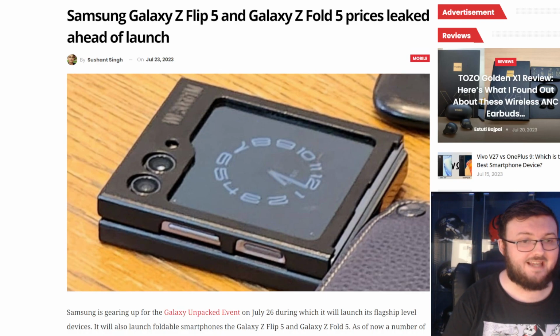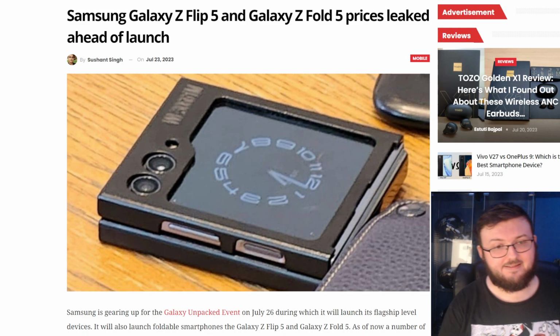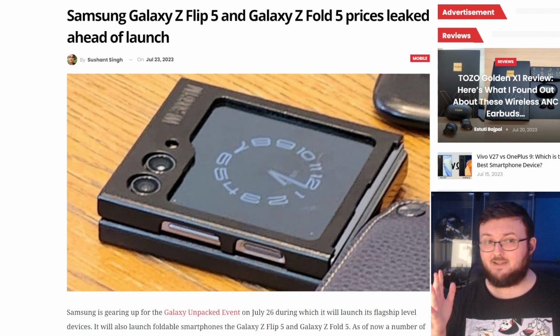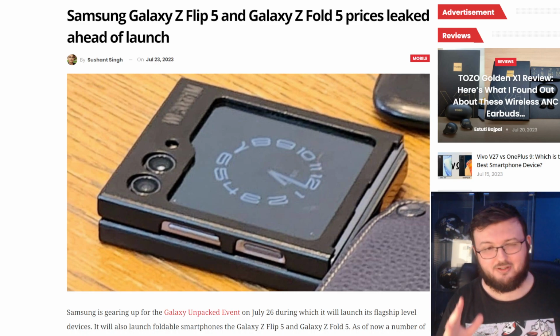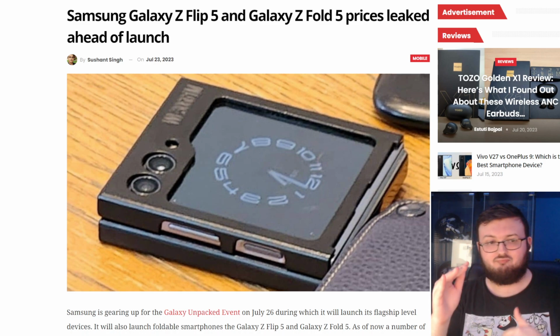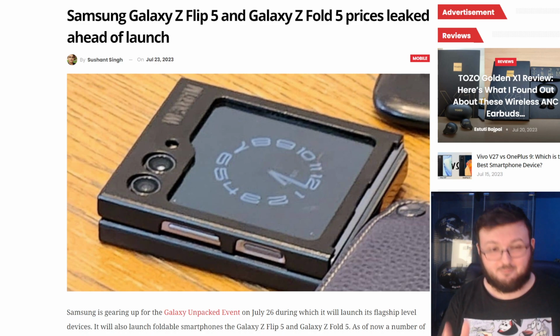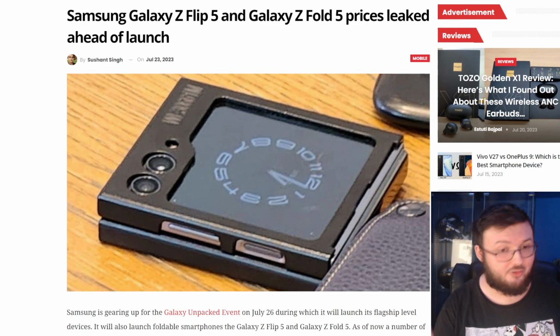So the Samsung Galaxy Z Fold 5 and Z Flip 5's price have leaked. Now this leak is coming in from the fact that the phone's price in India has leaked. So we don't exactly know the price in America, but if you do the conversion, you can get the price. Just keep in mind whenever you convert currencies, it doesn't always equal out correctly.